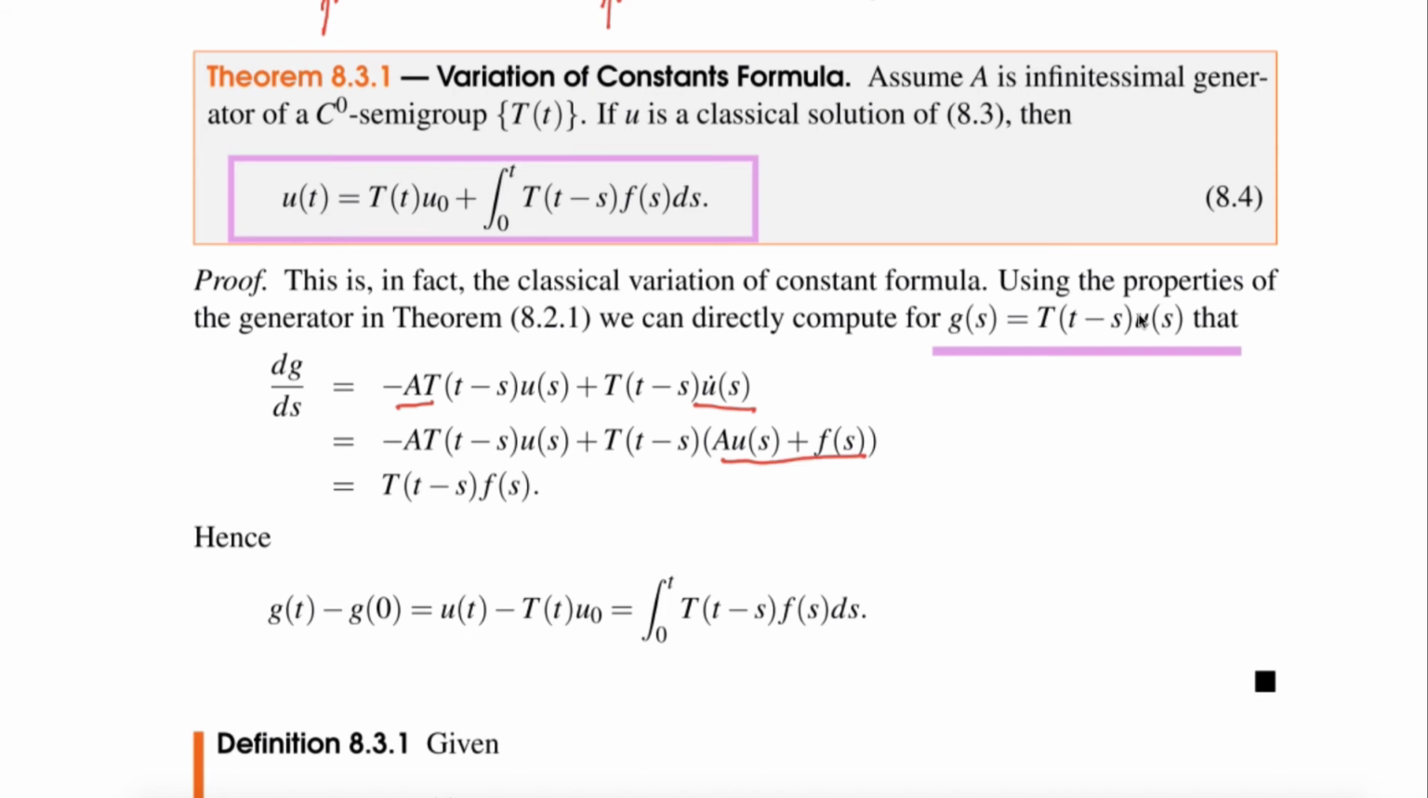Now we integrate this over time. Then we get g(t) minus g(0), which, by the definition of g, is: g of t is actually u of t, and g at 0 is T(t) times u0. And then you have the integral of the right-hand side right there. And that's the variation of constant formula.